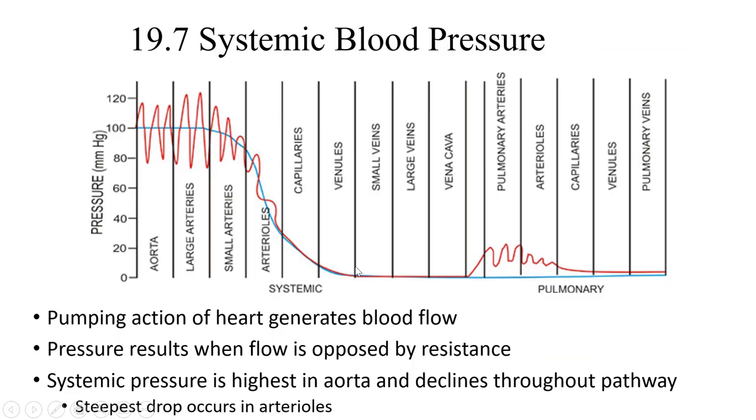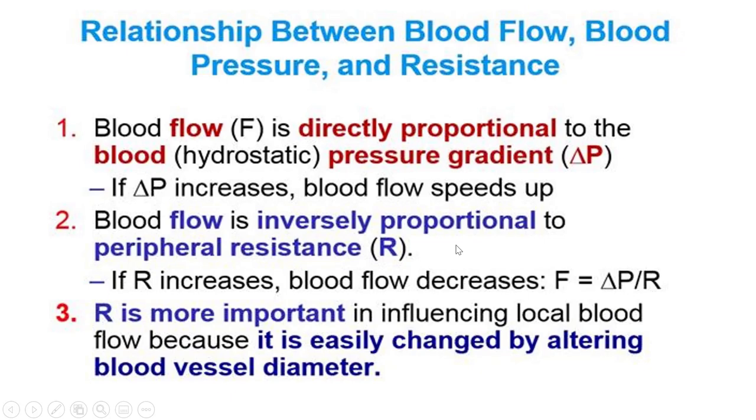So, what's the relationship between blood flow, blood pressure, and resistance? Well, for blood flow and pressure, it's actually directly proportional. So blood flow is directly proportional to the hydrostatic pressure gradient. Okay, what is a gradient? A gradient is a change in pressure. As a matter of fact, that delta sign means change, a change in pressure.